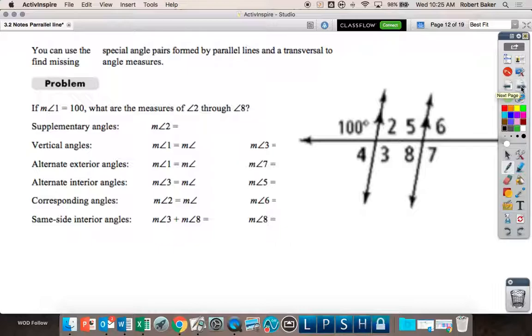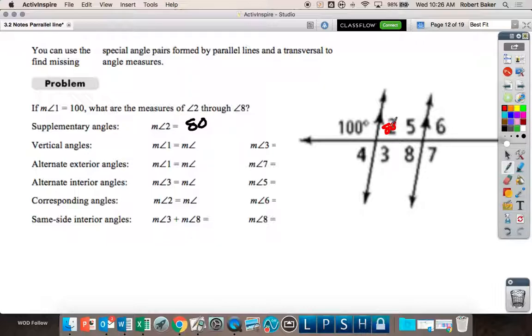Man, this one's tough. It says if angle 1 is 100 degrees, what are the measures of angles 2 through 8? Now, the reason that this sucks is because it says, how big is angle 2? So you have to follow their math. How big is angle 2? Well, I'm asking you, right? This one's 100. How big is angle 2? 80, because they're supplementary. Does that kind of make sense? Yeah. So they use the definition of supplementary to say that this is 80.